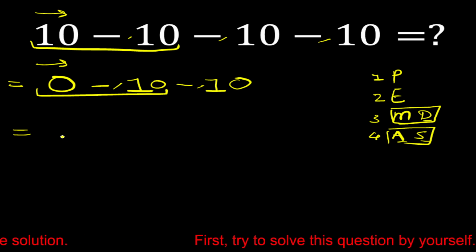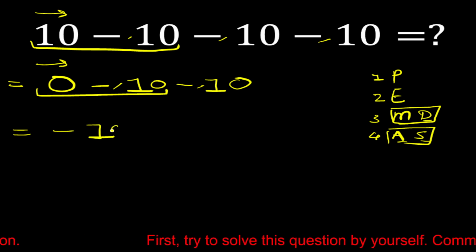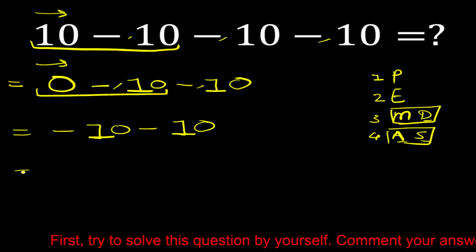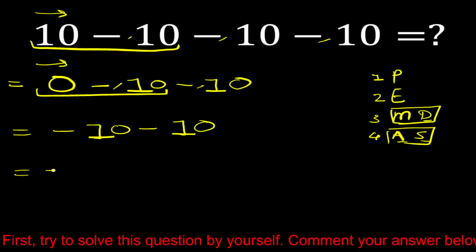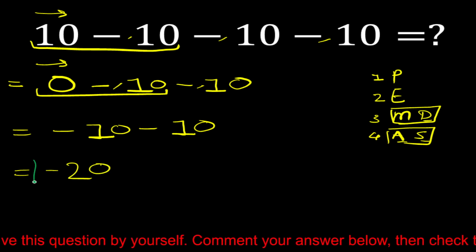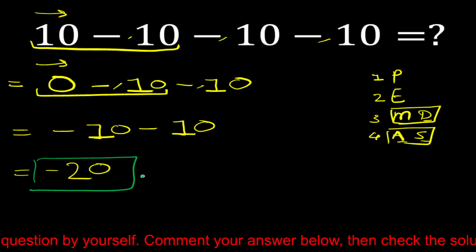0 minus 10 is equal to minus 10, minus 10, okay? Now minus 10 minus 10 is equal to minus 20. So minus 20 is the correct answer, okay?